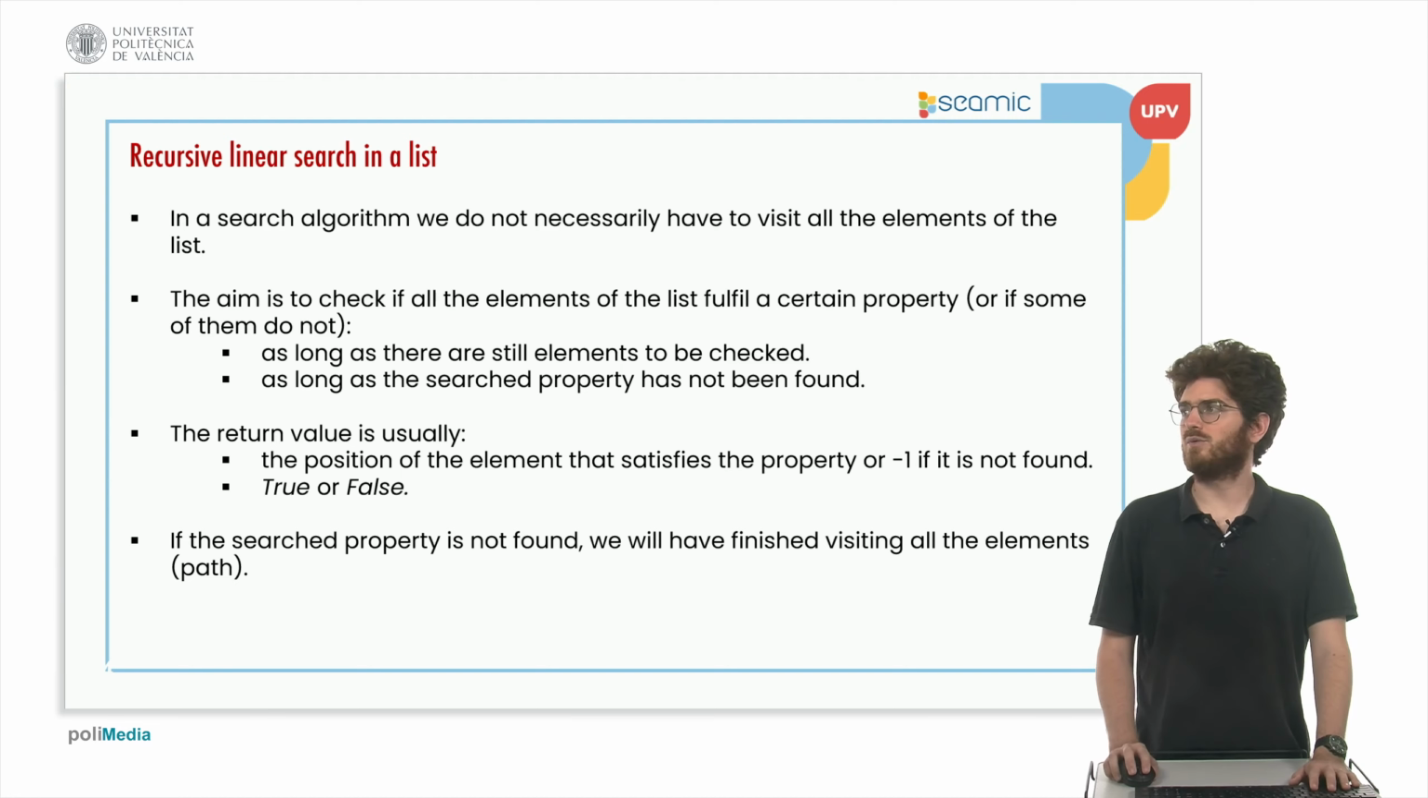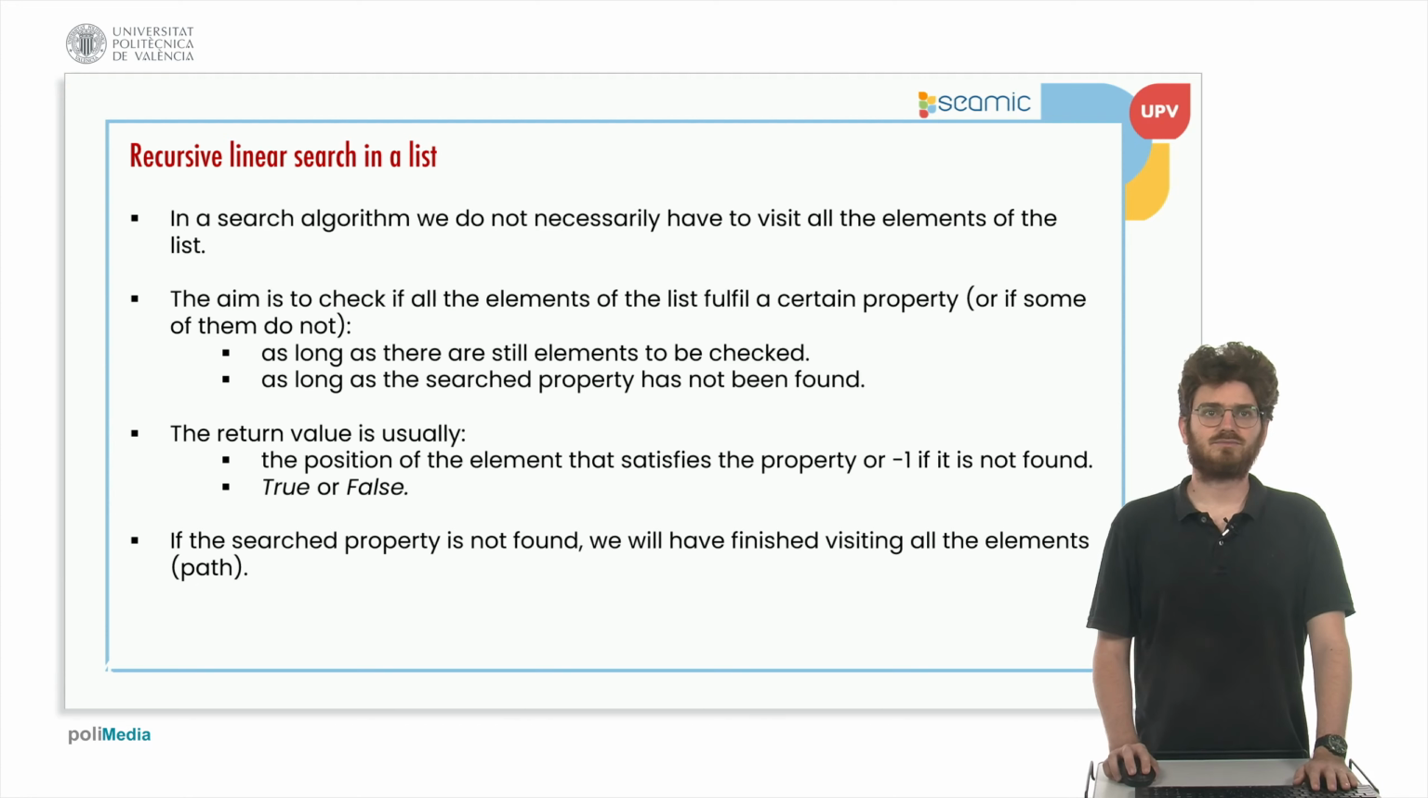Sometimes the return value will be an integer and we will be looking for the position of an element that satisfies the property, or any other value. And we typically use -1 to indicate that the position or index has not been found. In other cases, we just look for a Boolean answer. For example, are all the elements in this list even or odd? Then we would have a true-false answer. Or are all the elements in this list different, etc.